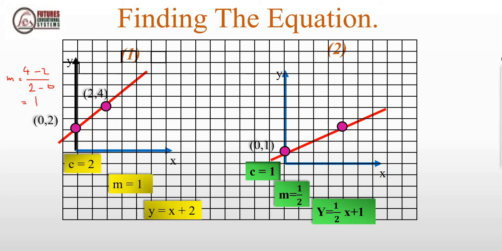The second one, we have 2 points. The first is (0, 1) and the second is (4, 3). To get the slope, difference in y over difference in x, 3 minus 1 over 4 minus 0. Therefore, the slope equals 1 over 2. Therefore, the equation is y equals half x plus 1, because the intercepted part of the y-axis equals 1.